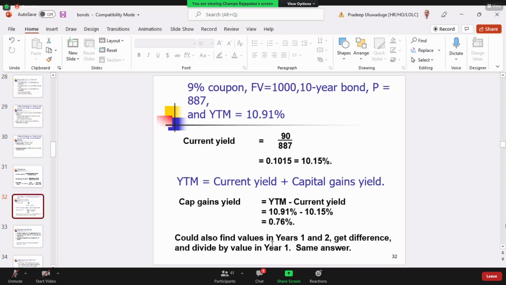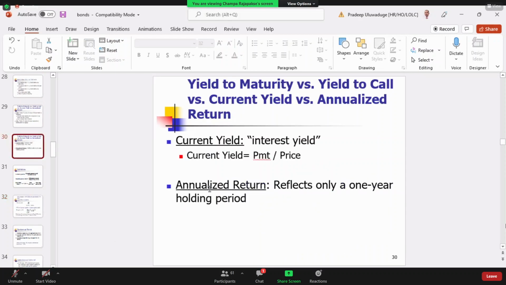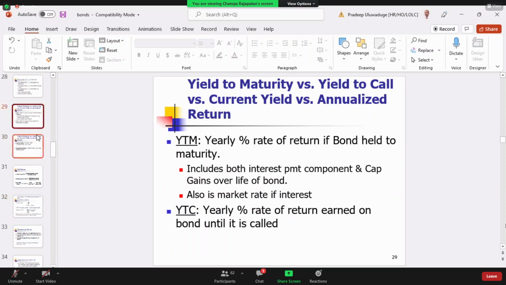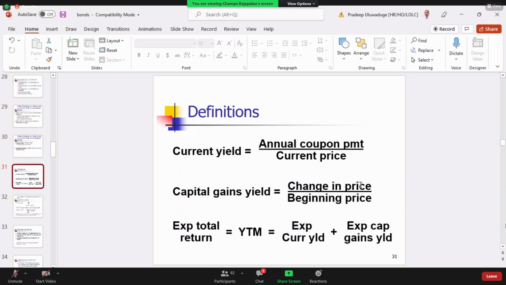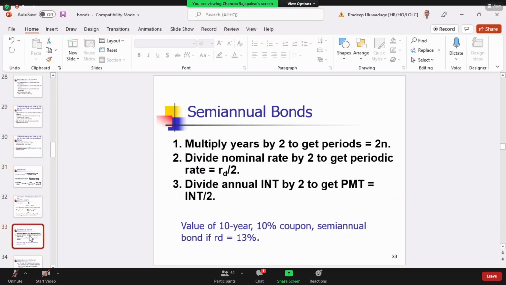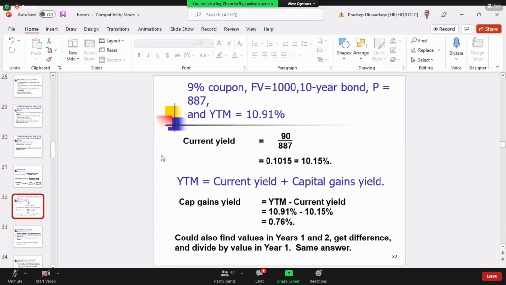We can calculate this like this also. Find the values in years 1 and 2, get the difference and divide by value in year 1. So you get the same answer. We defined capital gains yield as change in price divided by beginning price. So if we can calculate the end of the year price, then we can find the difference and then divide by the beginning of the period price, and we should get the same answer.